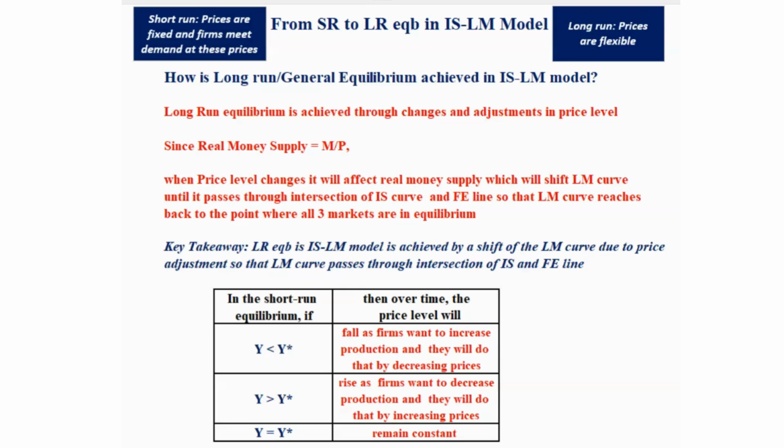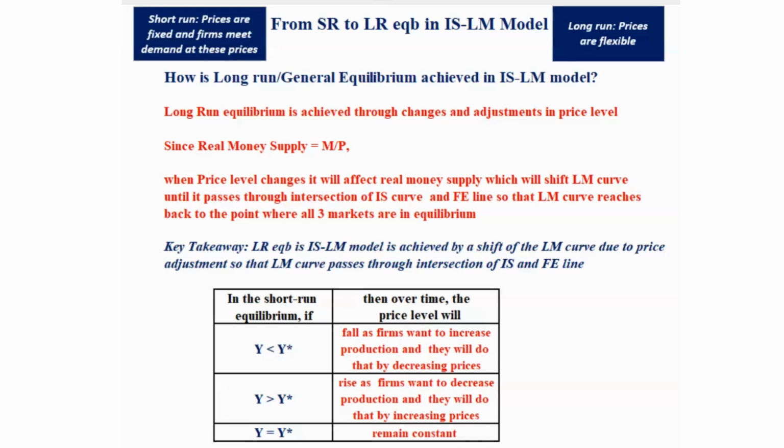So now how is this long-run equilibrium achieved in the ISLM model? The long-run equilibrium is achieved through adjustments in the price level, as prices are fixed in the short run, but in the long run prices are flexible. Now the idea is that real money supply is equal to nominal money supply divided by the price level. So when the price level changes, it affects the real money supply, which will shift the LM curve until it passes through the intersection of the IS curve and FE line, so that the LM curve reaches back to the point where all three markets are in equilibrium.